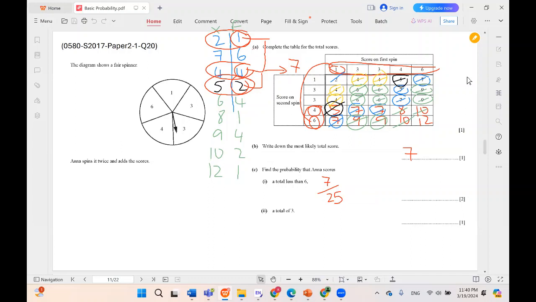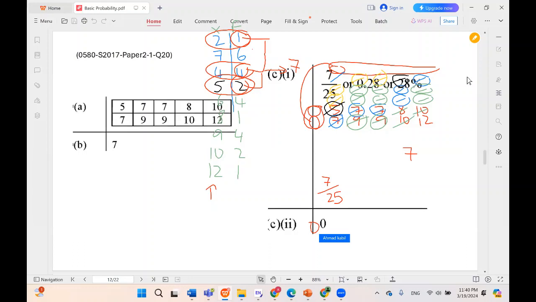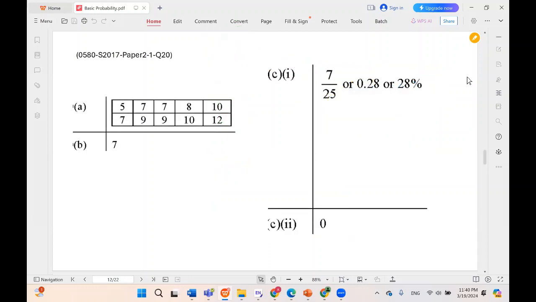Now we want a total of 3. And of course, 3 did not appear at all in the X column. So we don't have a score of 3 to begin with as a total. So therefore, the probability is 0. And 7, 7 over 25 and 0 are the correct answers.